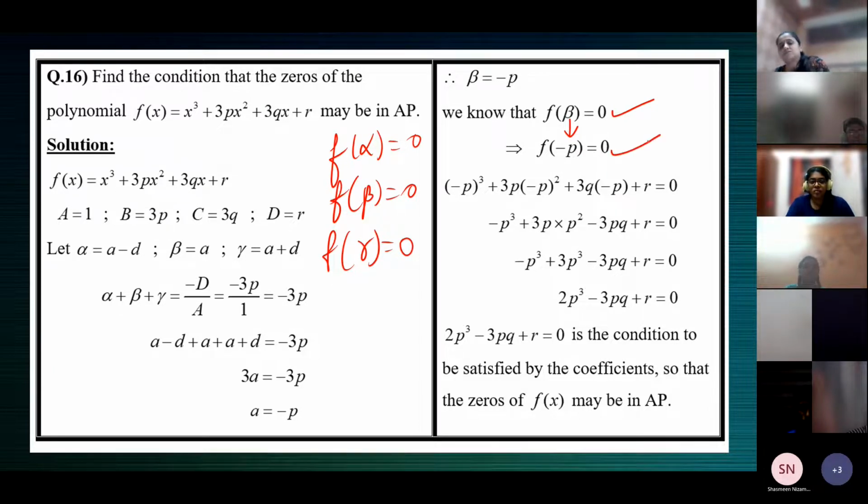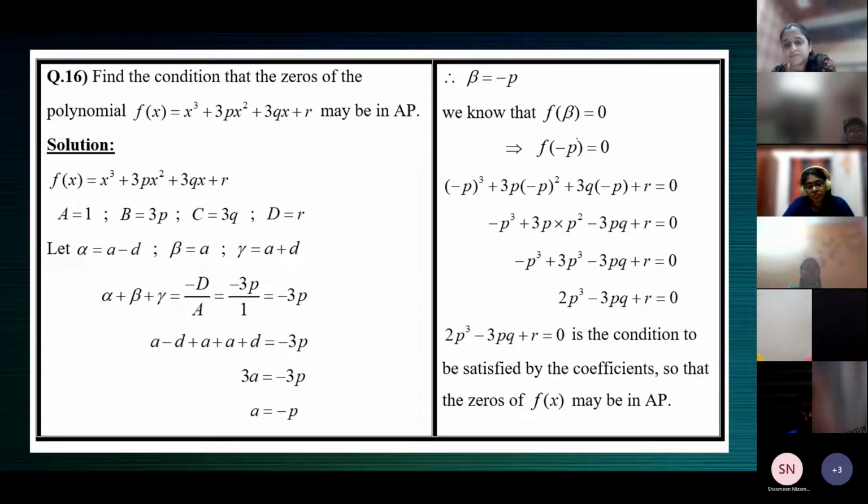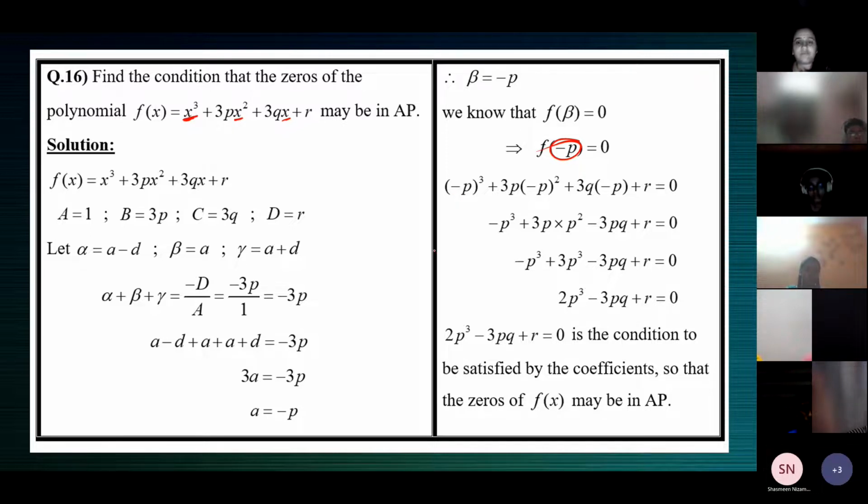Now this is the condition, so we need to work this out. How do you work out f of minus p? This is from 9th standard. In the polynomial, wherever there is x, use minus p. So see here, x cubed. One minute, children. Just a minute.